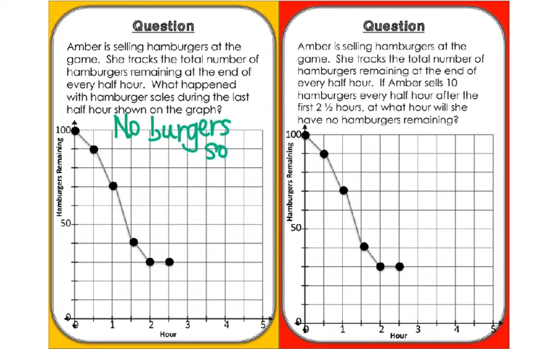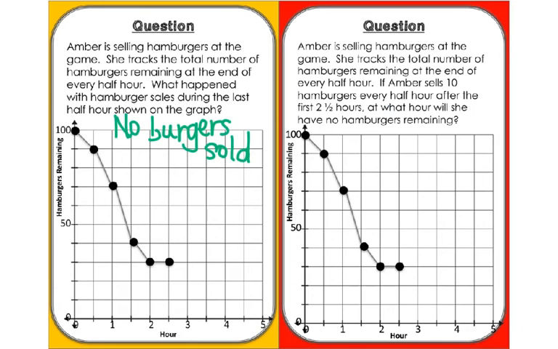All right. Now let's look at our next question. Same situation. Every half hour we're looking at how many burgers are remaining. This question says, if Amber sells 10 hamburgers every half hour after the first 2.5 hours, at what hour will she have no hamburgers remaining? So it's after the first 2.5 hours. We're right here. Now we want to show that she's selling 10 every half hour.